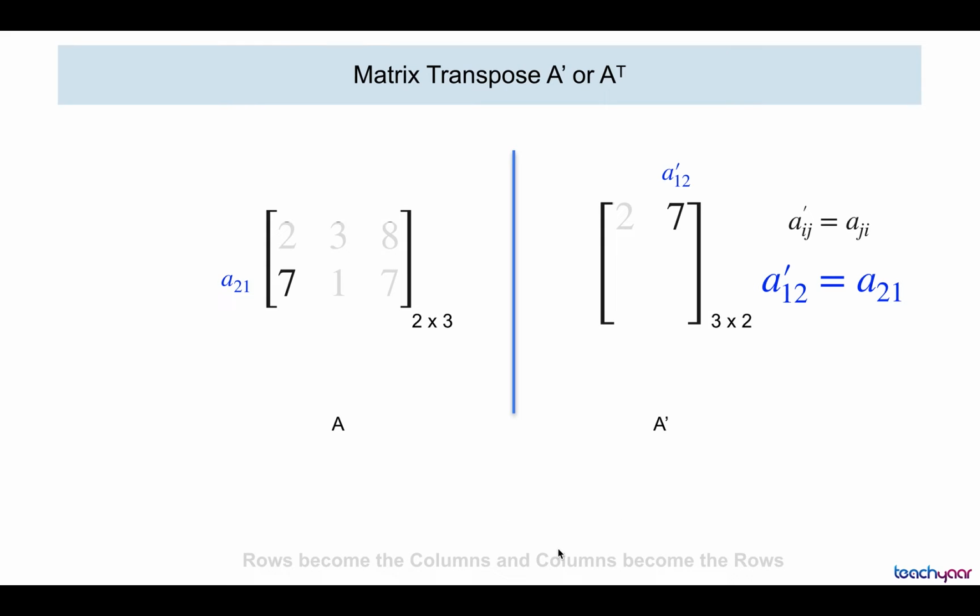Right? That's what this means. Okay, let's find the next element. And this will become even more clear. So now we want A bar 2,1. Second row, first column. That's the element you want.